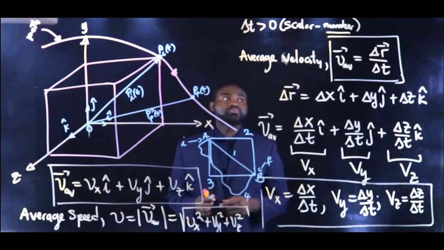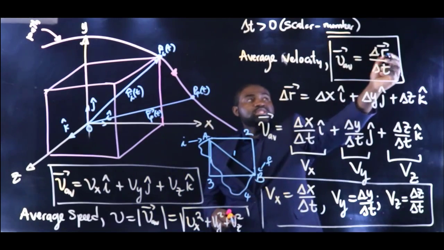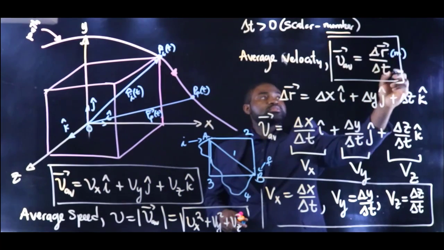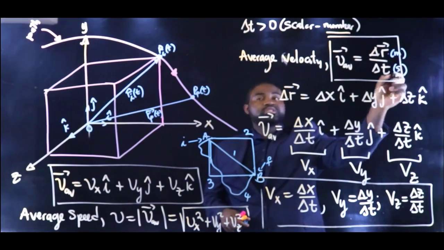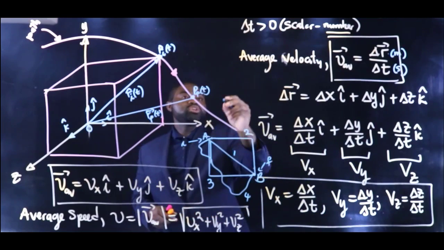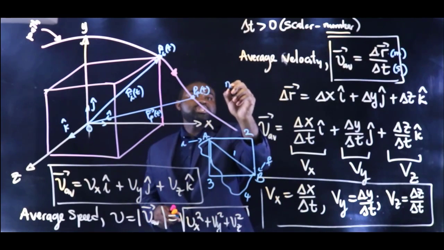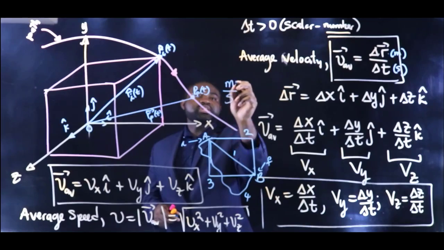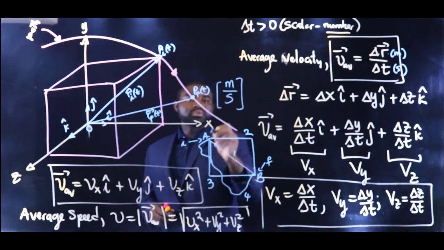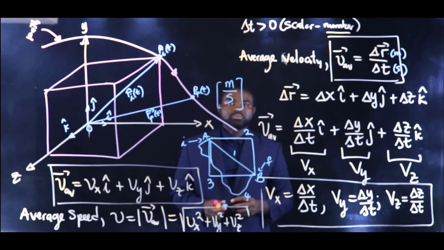And before we go, distance is measured in meters, time is measured in seconds. That means that the unit of average velocity is meters per second.